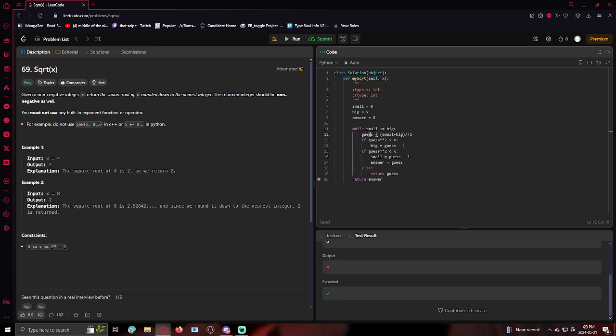So let's look at the code. For example, small plus big, and then divided by 2. So small plus big divided by 2, for 8, is going to be 4. So 4 exponent 2 is going to be bigger, right? And this one's going to be smaller. Actually, let's do the else statement right there. Small equals guess plus 1, and big equals guess minus 1. So we can dumb down the search a little bit.